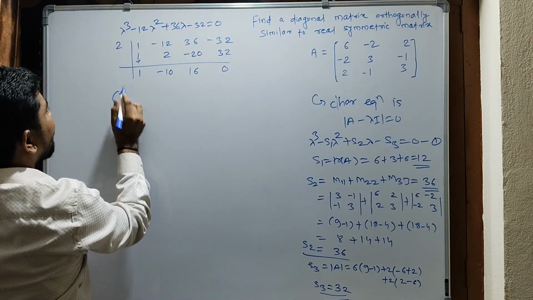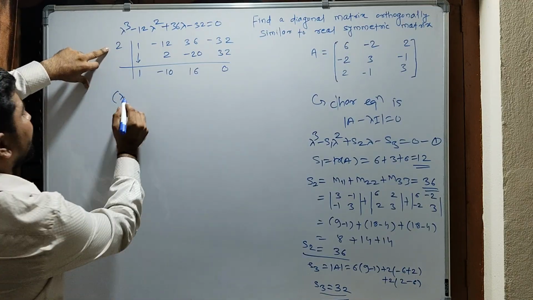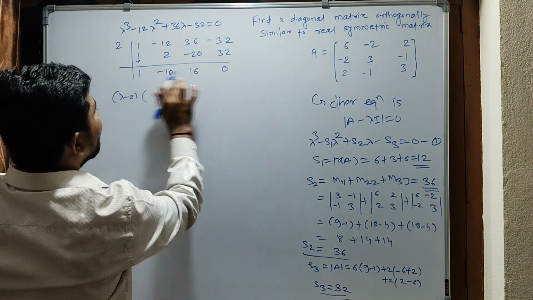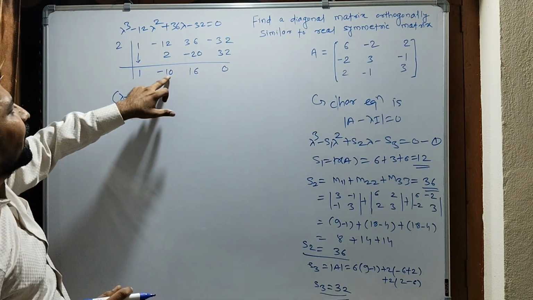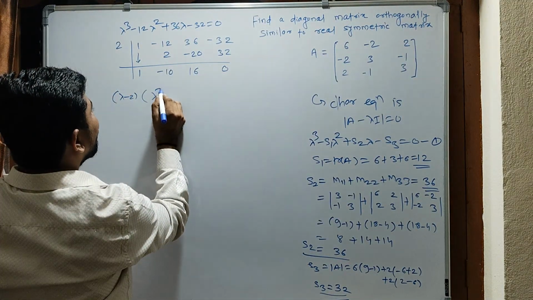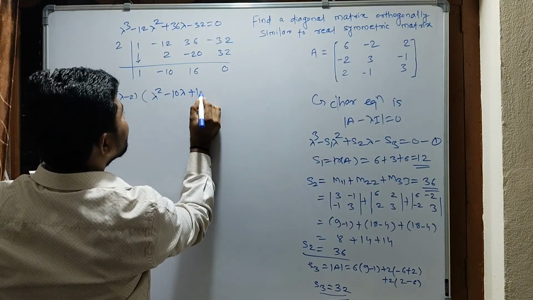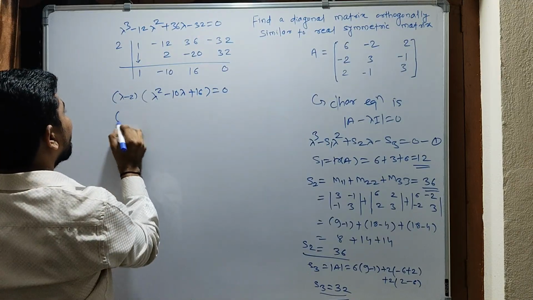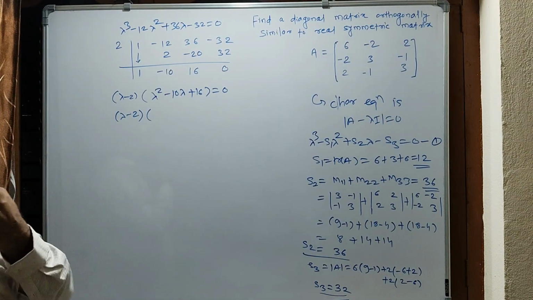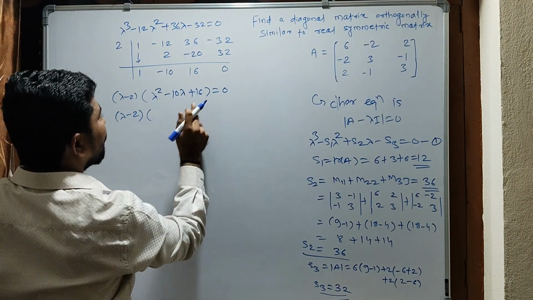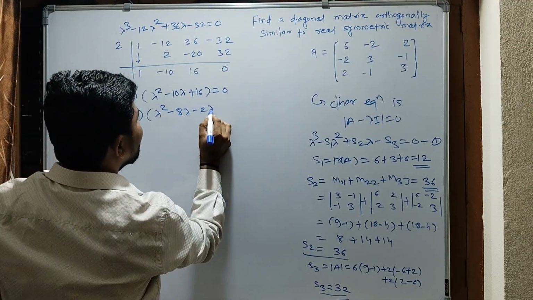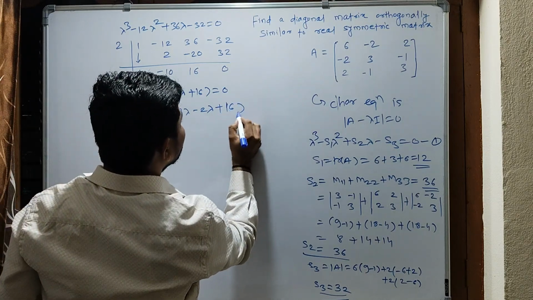Now this is my lambda minus 2, the first root, which corresponds to this root. From here, these are the constant, the coefficient of lambda, and the coefficient of lambda square. So lambda square minus 10 lambda plus 16 is equal to 0. Find the roots: 8 and 2 are the factors, whose product is 16 and sum is 10. So lambda square minus 8 lambda minus 2 lambda plus 16 equals 0.